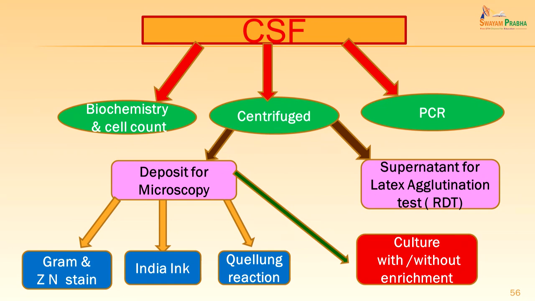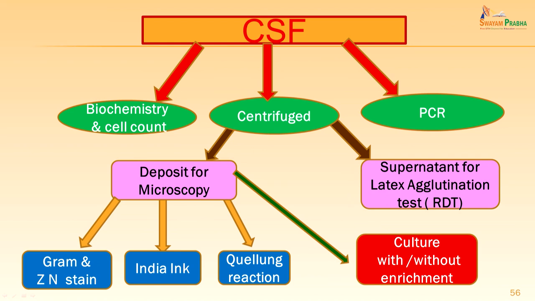The India ink preparation is usually used for Cryptococcus neoformans, but it can also show you the capsule of pneumococci. If the capsule of pneumococci is appreciated and you add a drop of anti-sera and you get a capsular swelling, that is, you get a Quellung reaction positive, it indicates that you are dealing with pneumococci. The remaining part of the deposit is used for culture.